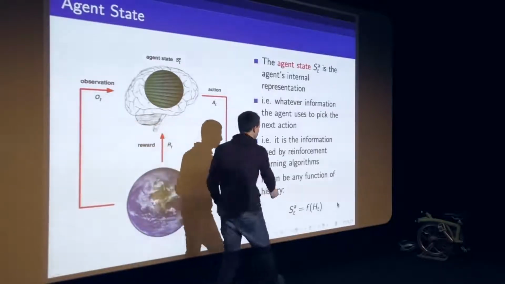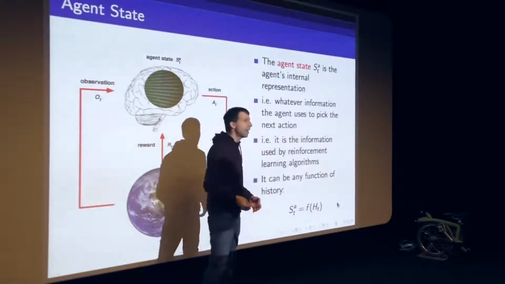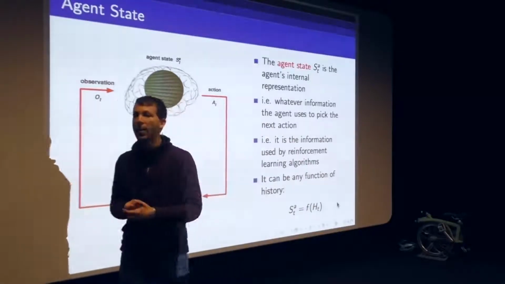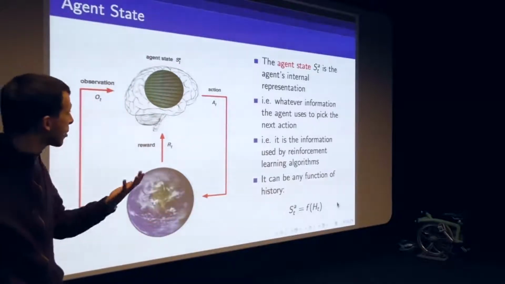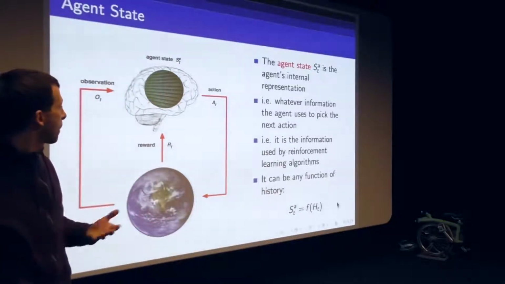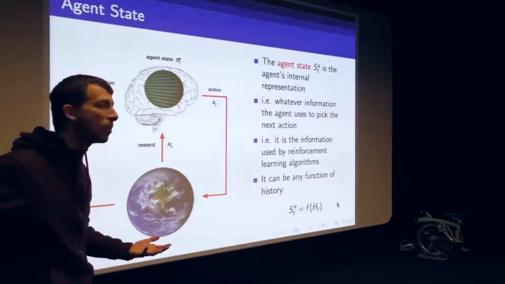This is our choice. We can build this function. That's part of the agent. The agent gets to decide what this function is going to be, how it's going to convert the history of all of the actions and observations and rewards it's seen so far into a useful vector of information that's going to be used to characterize its future behavior.